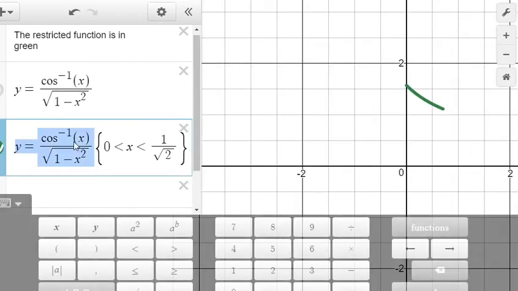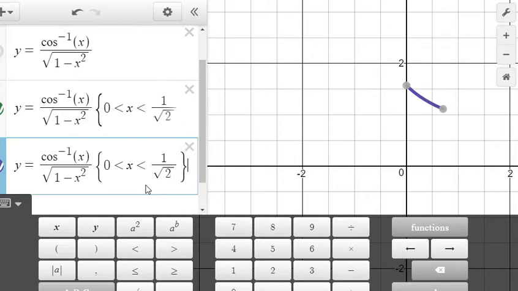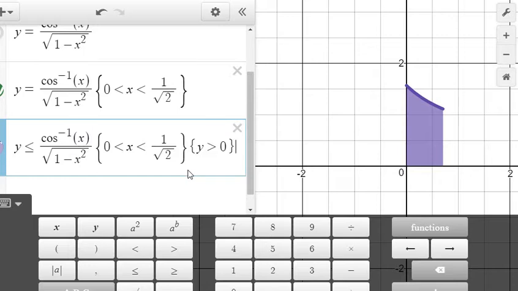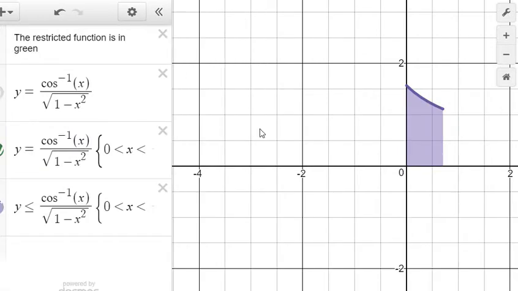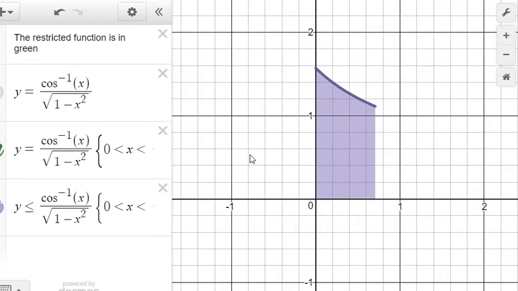When I integrate this, am I going to expect something positive or negative? Negative? Let's see. Let's make that less than or equal to here, and then I want to restrict this for y greater than 0. Essentially what this integral is giving me is this area right here. Since that area lies completely above the x-axis, I expect something positive.